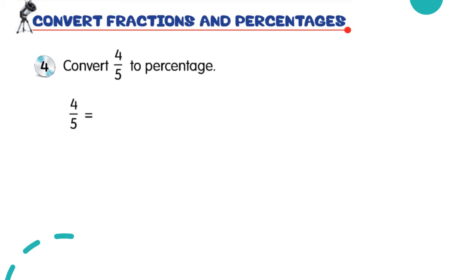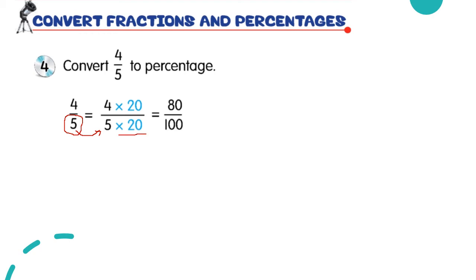So 4 over 5. Remember, 5, this one is not 100. So you have to make this 5 become 100. So you have to think 5 times what makes 100. So it is times 20. When you times the denominator with 100, make sure you also times the numerator at the top with 20.